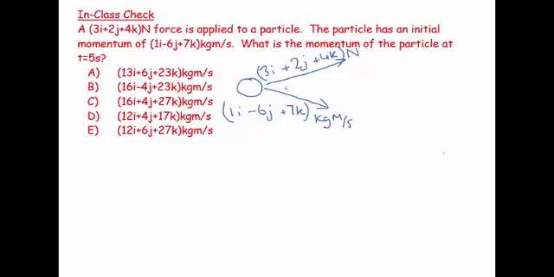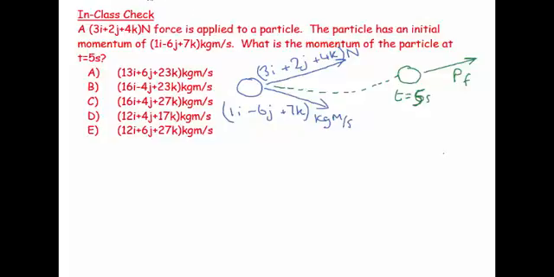And so what happens is we get some changes, and then at some time later, at t equal to 5 seconds, we have another momentum, p final. We want to find p final.